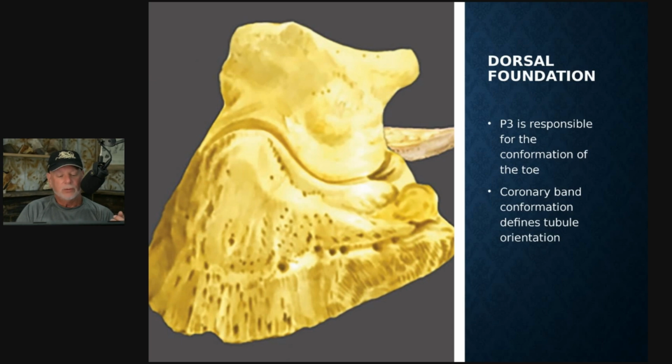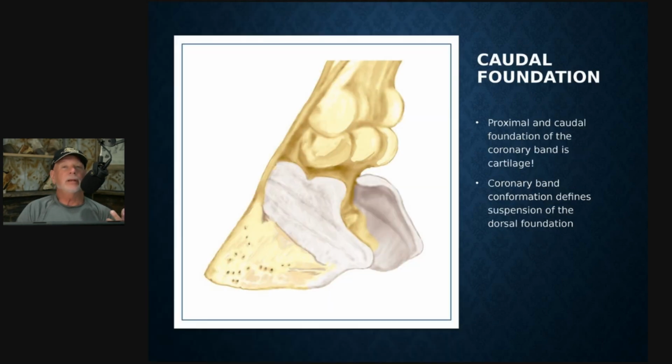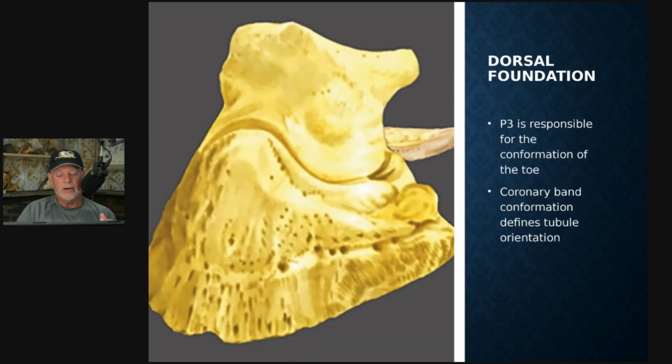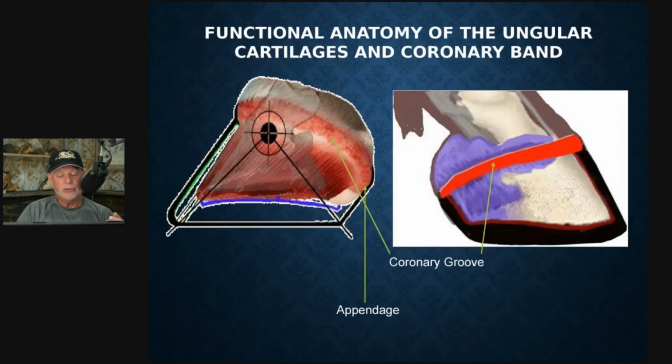So let me just take a look and see if there are some things I want to show you. Okay, so this is a PowerPoint that I had done for another webinar, but you can see the groove in the appendages there. And this is the coffin joint pouch. Comparing one to the other, you can see that coronal groove. You can see how wide the coronary band is at the toe. So this is just a review.